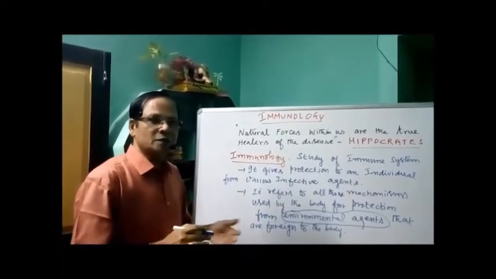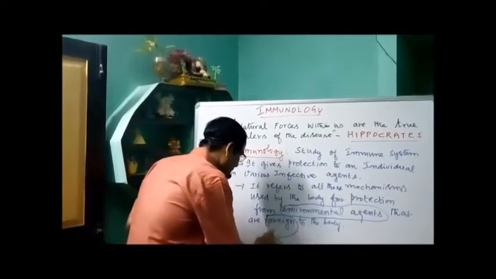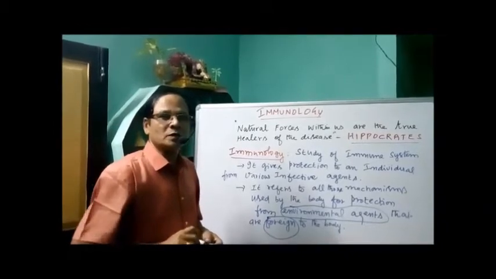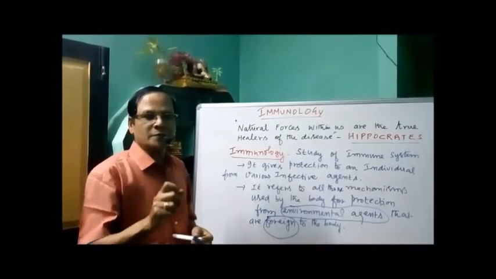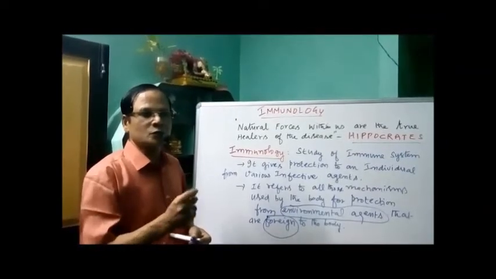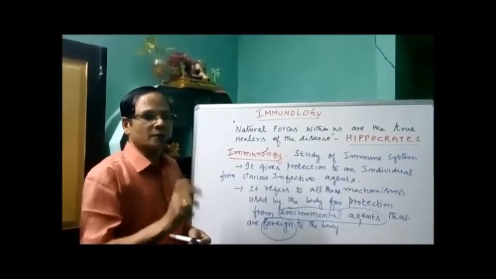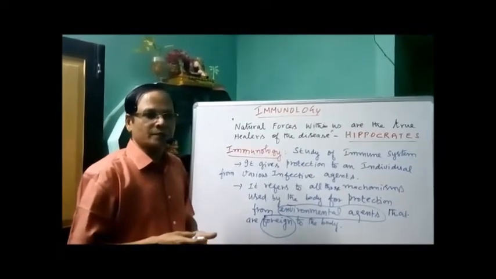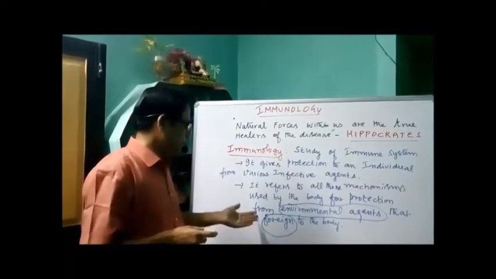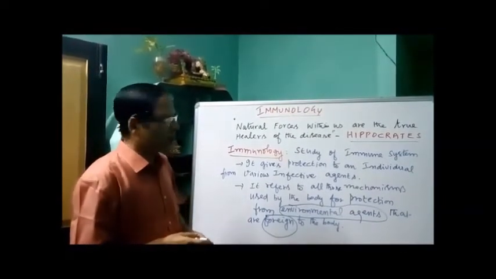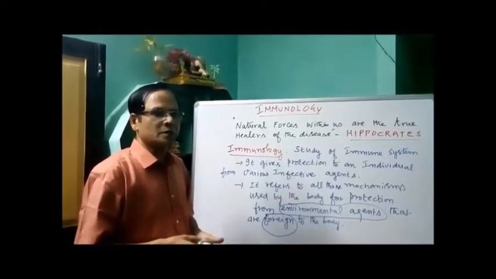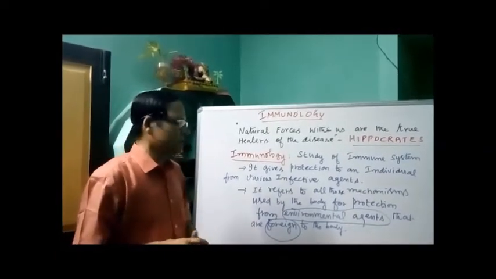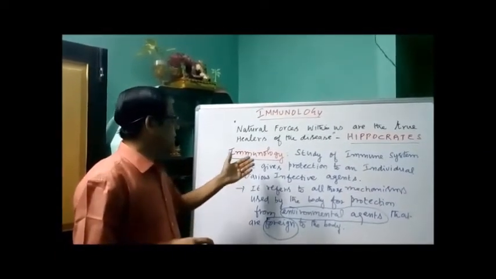And those agents which are foreign to the body, what's the meaning of foreign? Any substance which will not be accepted by the body is called a foreign substance. Even in the case of a sweet coated tablet, the sweet coating is foreign, not accepted by all. It causes some damage to the body. Even the pollen grain, if it causes a disease, is called a foreign agent. Or any other chemicals, anything else which are not accepted by the body, are called foreign substances. That is the definition of immunology.